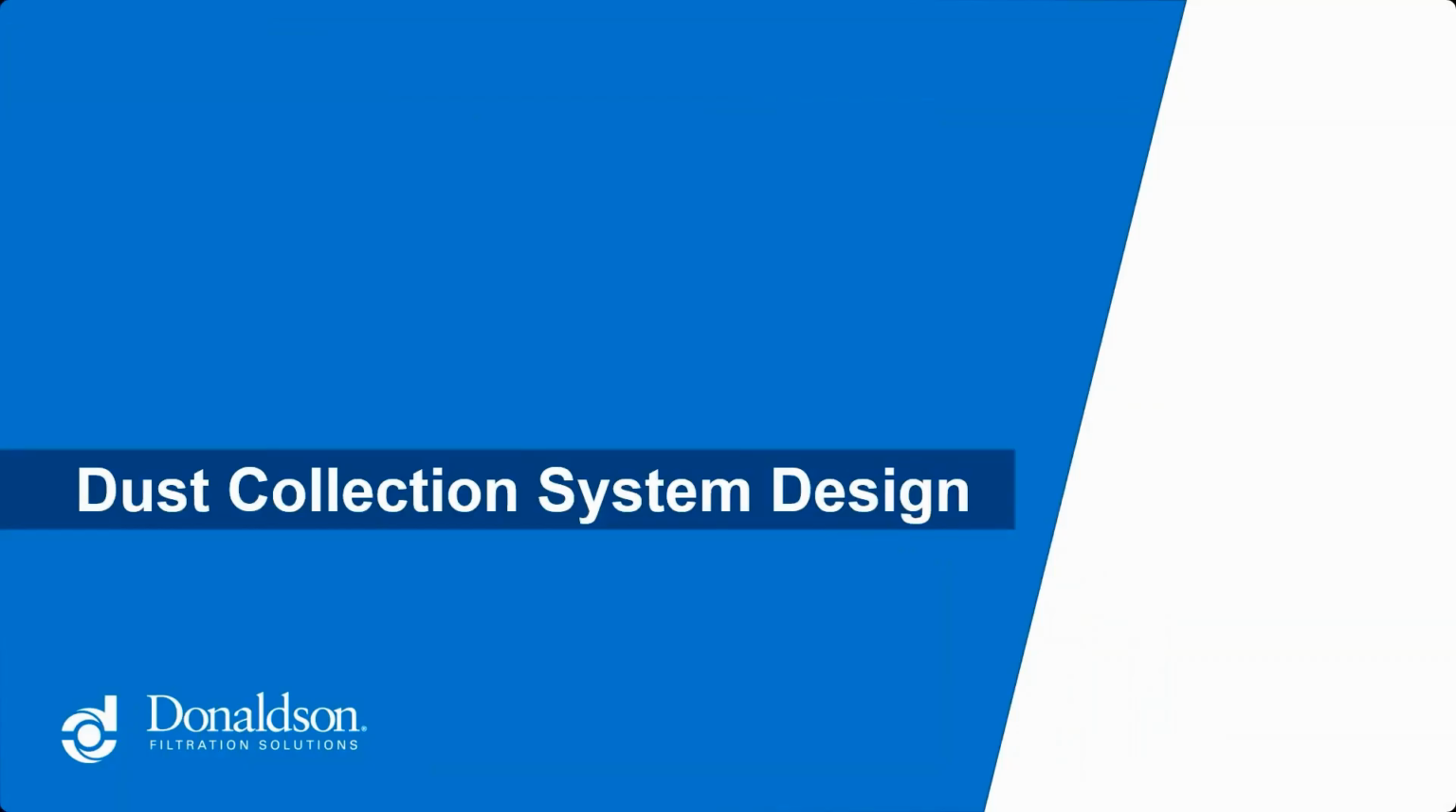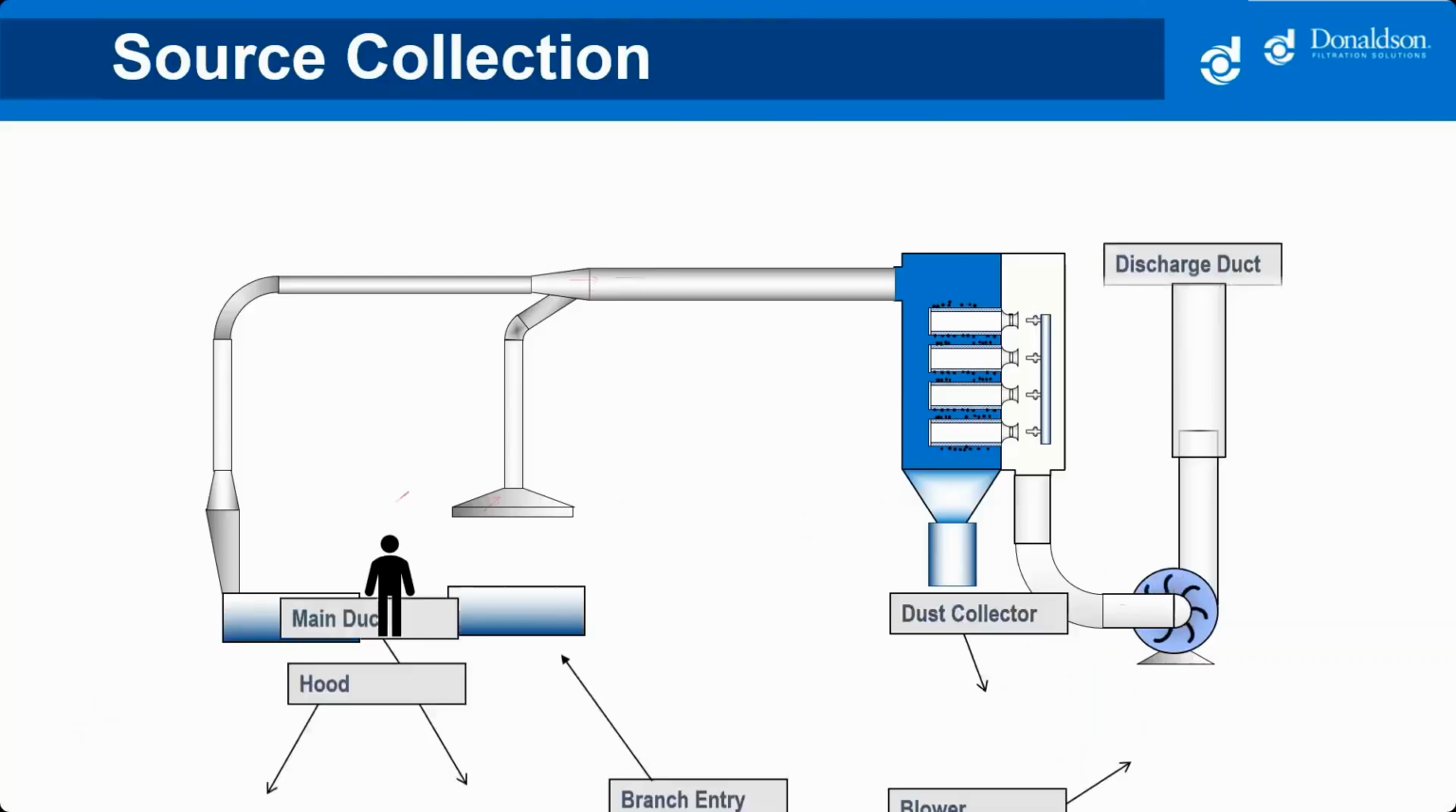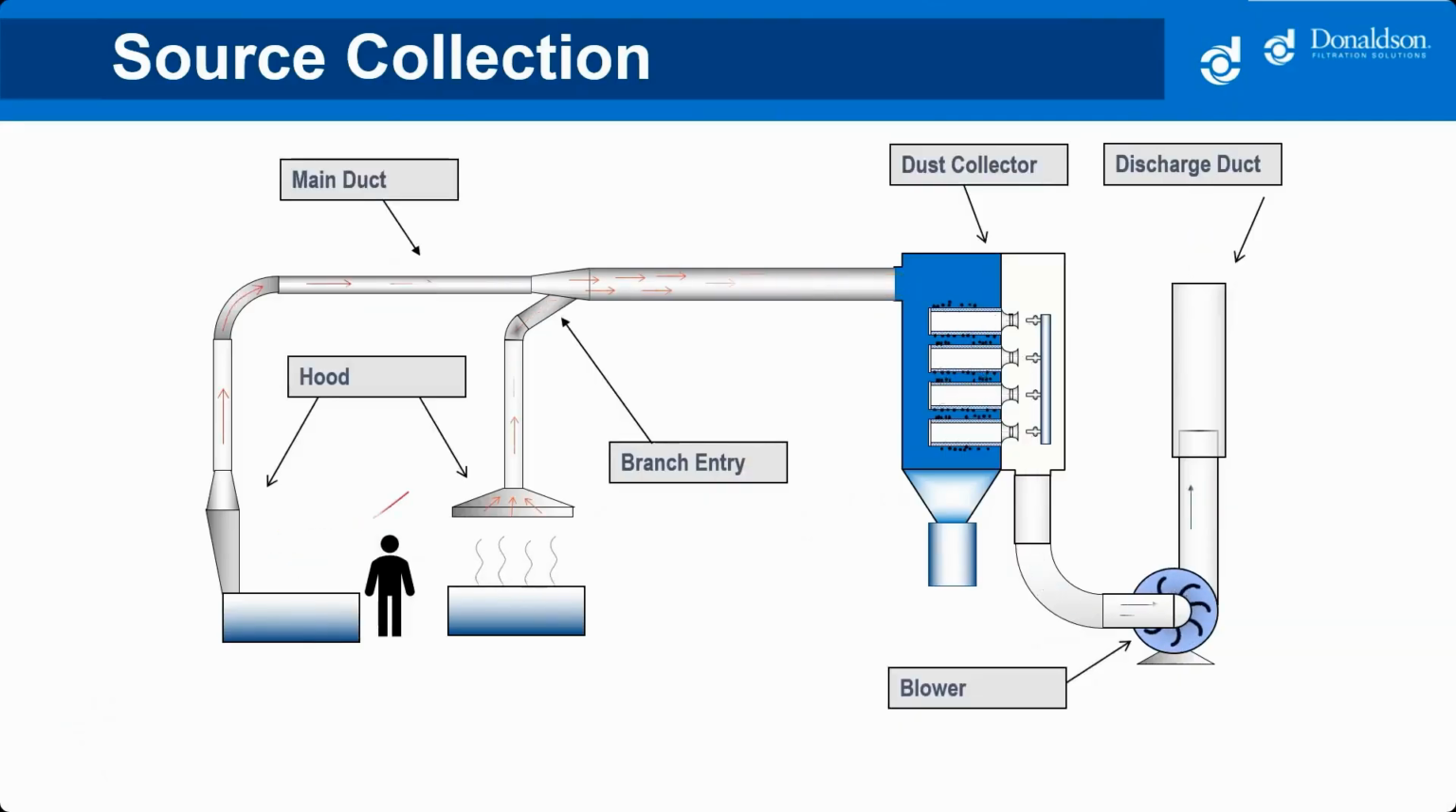So let's dive into the basics of dust collection systems specific to pharmaceutical manufacturing. Here you've got a diagram of how a typical source collection dust control system works. You've got your fan or your blower, and it generates an airflow which is used to capture dirty air beginning at the hood, convey that dirty air through a series of ducts to a dust collector. And here the contaminant is separated out. Clean air passes through the filter media to the fan where it's discharged to atmosphere.